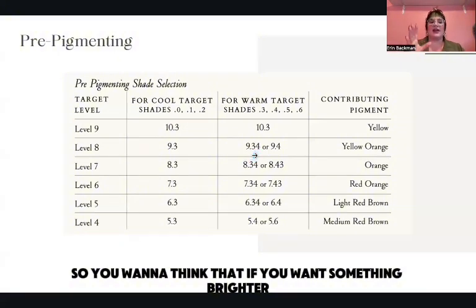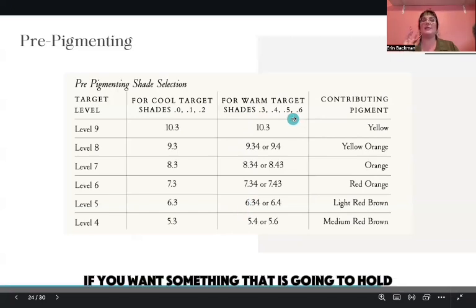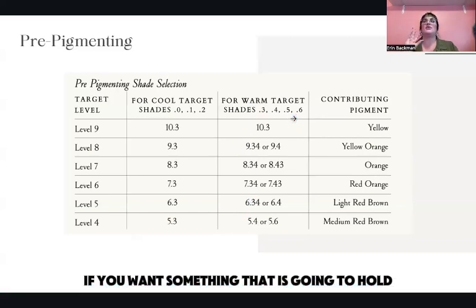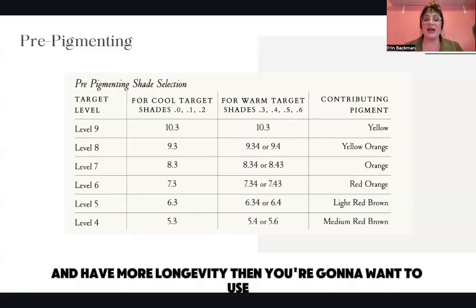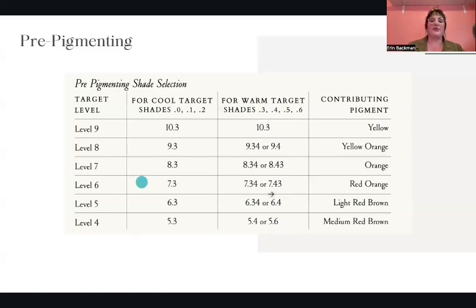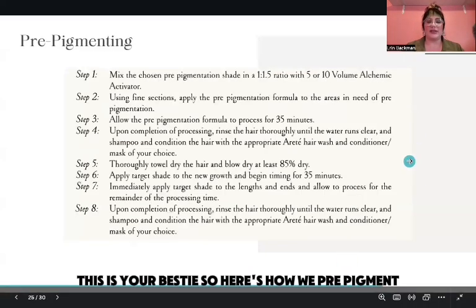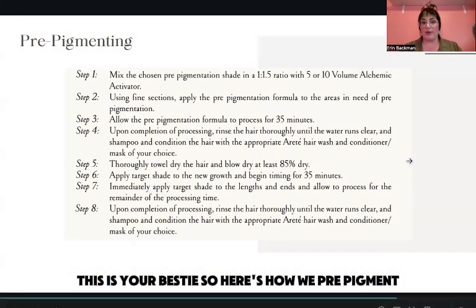So you want to think that if you want something brighter, you're going to use the lighter option to fill. If you want something that is going to hold and have more longevity, then you're going to want to use the brighter or darker option when it comes to the reds. So screenshot this, save this. This is your bestie. So here's how we pre-pigment.